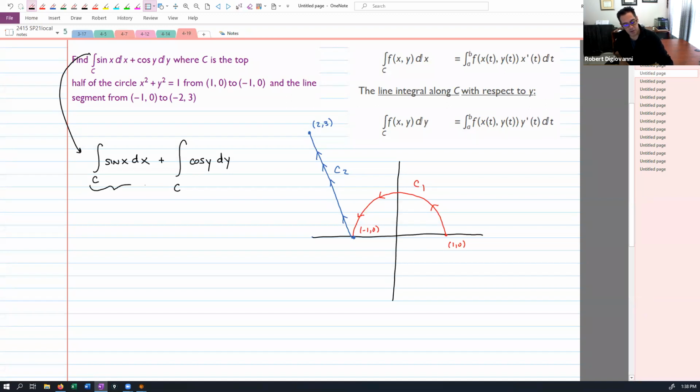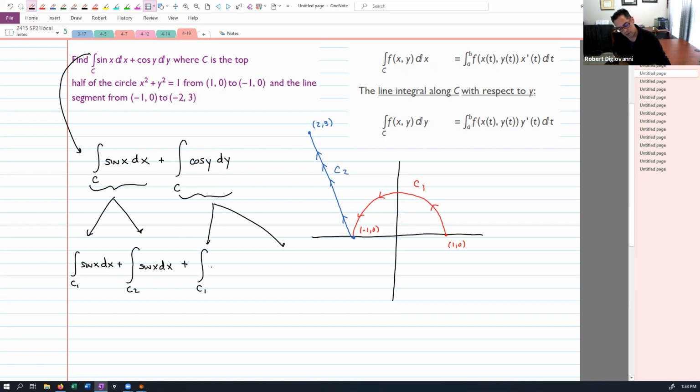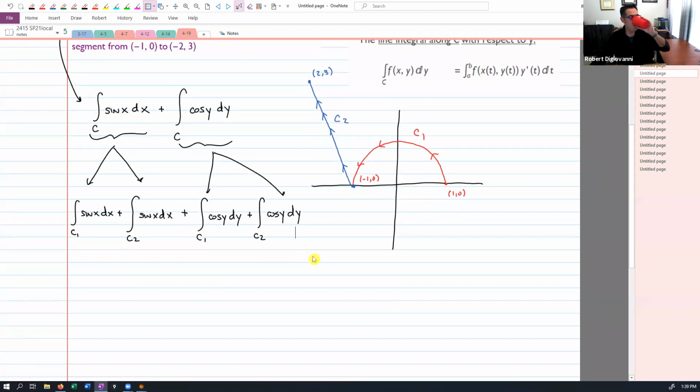That means that this integral has to split into two integrals. Line integral over C1 of sine of x dx plus the line integral over C2 of sine x dx. And then we have plus, and now this one will split into two. Line integral over C1 of cosine of y dy plus the line integral over C2 of cosine y dy. We good?